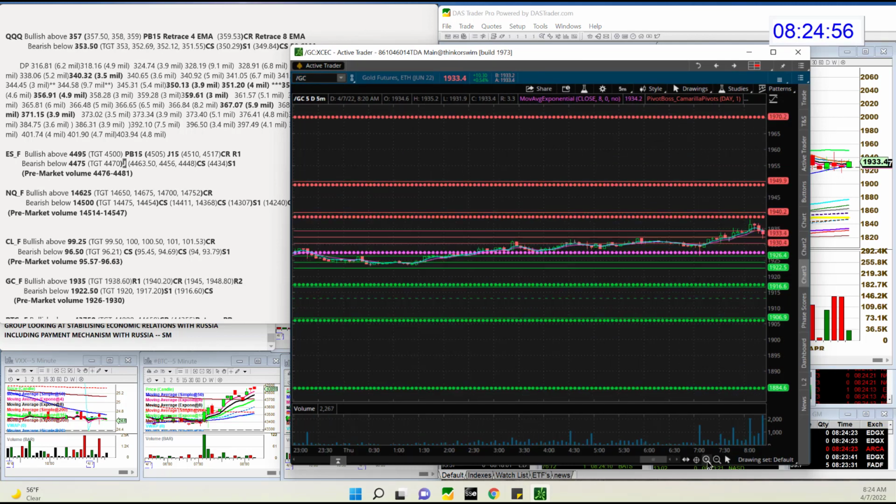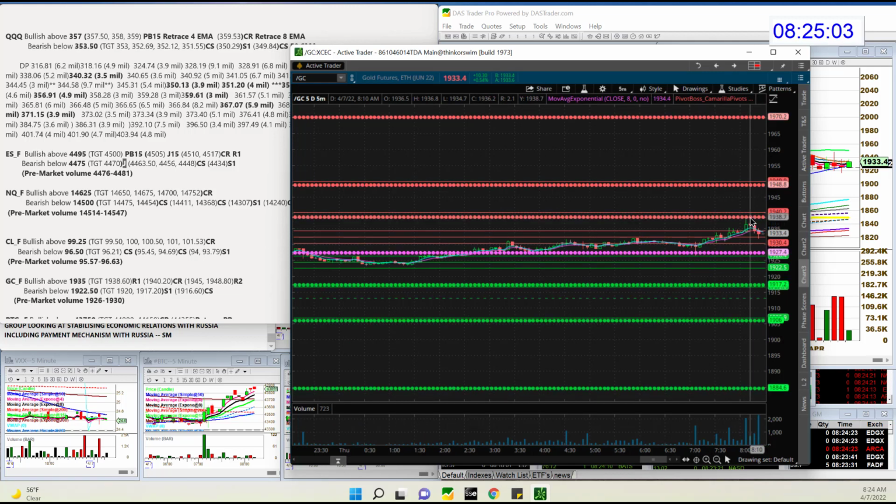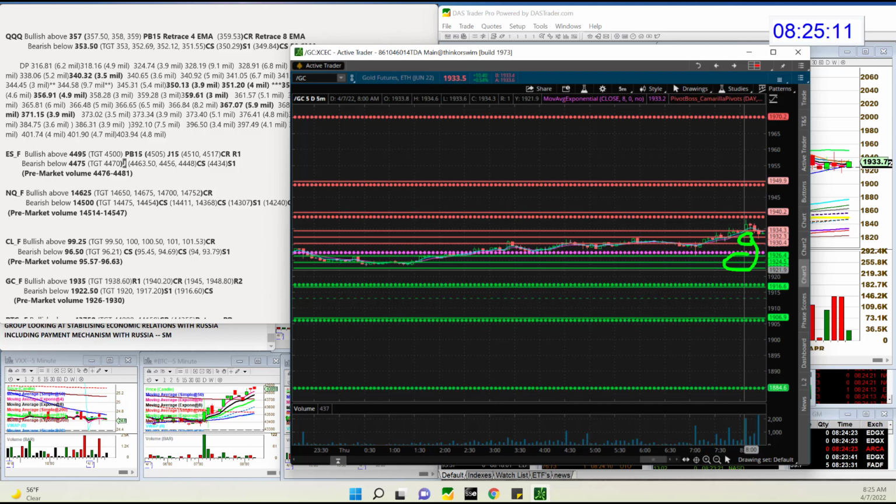Today, we're going to be bullish above 1935. Oh, we already went up and almost tagged that first target. Bear below 1922.50 down here. There's a lot of support, you know, all these Camarillas. We got a whole bunch of Camarillas. If we could break above here, there's a lot of room to run. So I would definitely watch that.